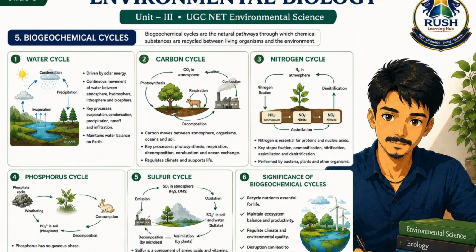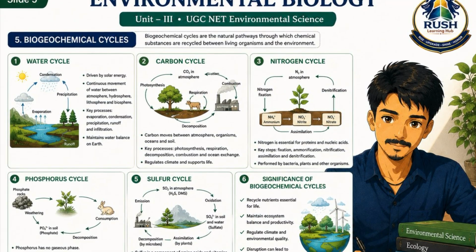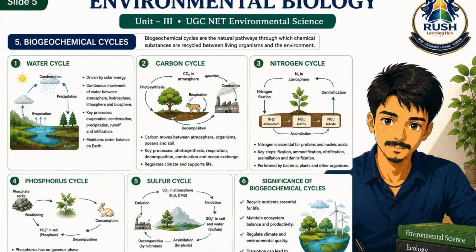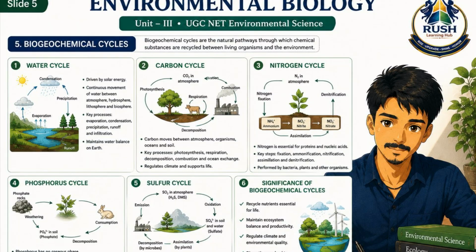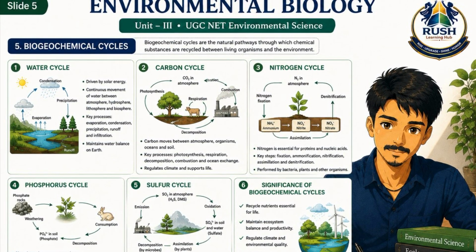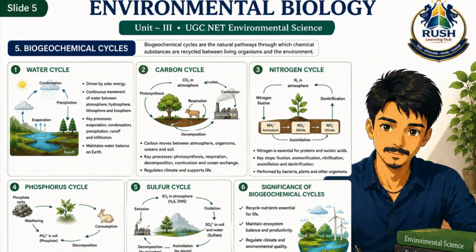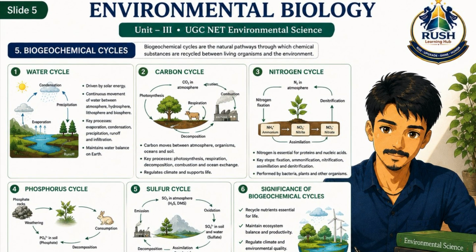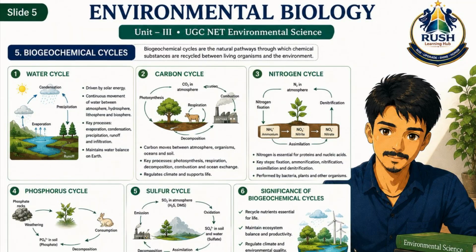Now, let us move to the phosphorus cycle. Phosphorus is an important component of ATP, DNA, RNA, and phospholipids. Unlike other cycles, the phosphorus cycle does not possess a gaseous phase, making it a sedimentary cycle. Phosphorus originates from rocks through weathering and enters the soil. Plants absorb phosphate ions from the soil, and these are transferred to animals through food chains.